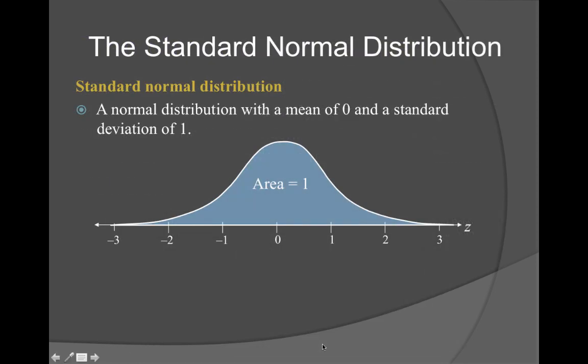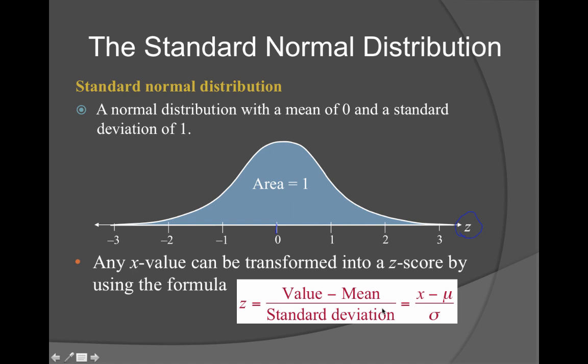All right, let's talk about the standard normal distribution. A standard normal distribution is simply a normal distribution with a mean of 0 and a standard deviation of 1. Instead of having an x-axis of, say, IQ scores or hours spent studying, now we have a z-axis of z-scores. So again, 0 is the mean, and we're looking at 1 standard deviation above the mean, 2 standard deviations above the mean, 3 standard deviations, and so forth.